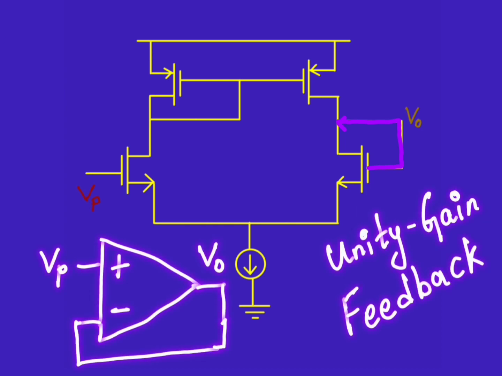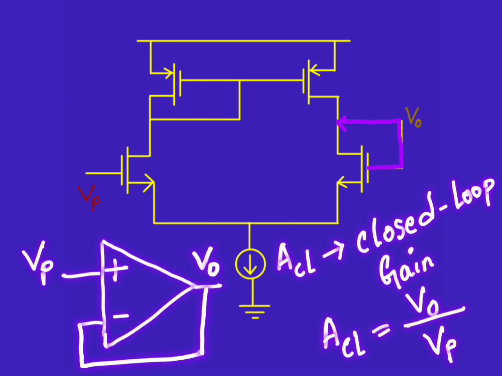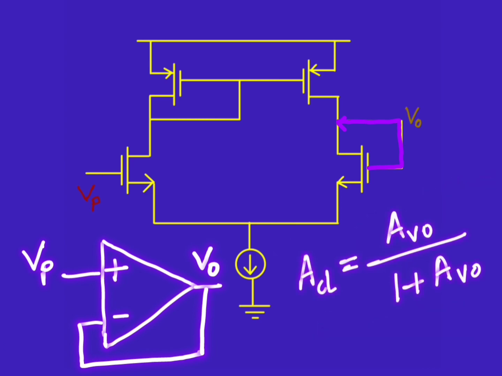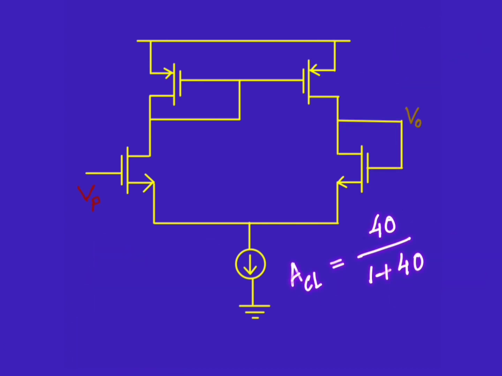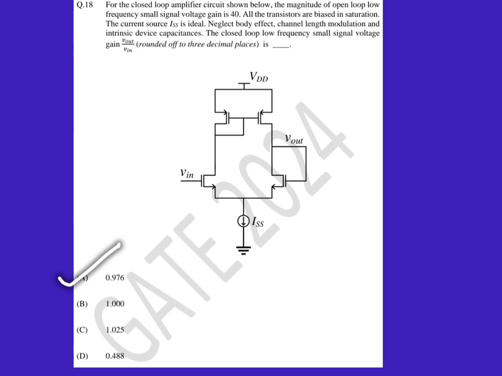So we can say there is a negative feedback and it's a unity gain feedback. So the closed loop voltage gain is equal to VO divided by Vp, which is ACL, the closed loop gain, equal to AVO divided by 1 plus AVO. Remember, this is for the low frequency where the feedback factor is 1. So hence ACL is equal to 40 divided by 1 plus 40, which is 40 by 41, equal to 0.9756, and option A is the closest one.